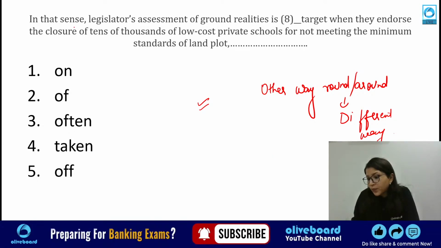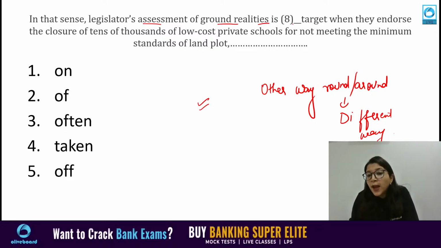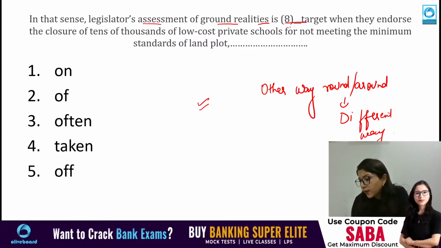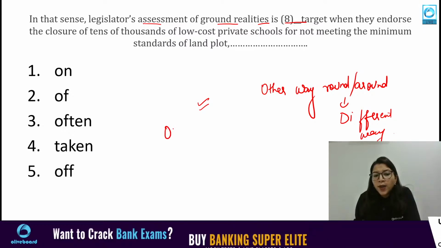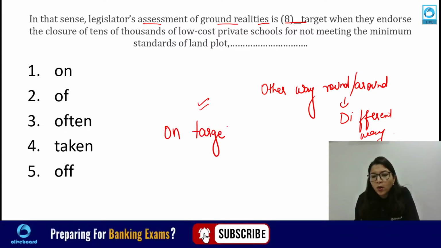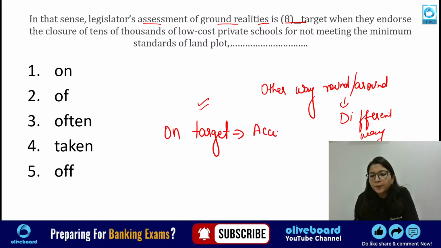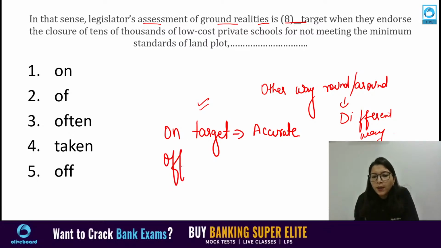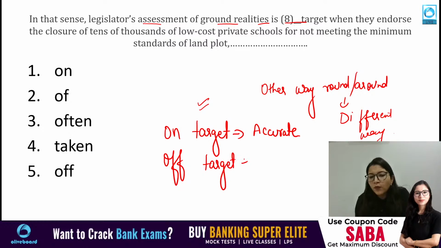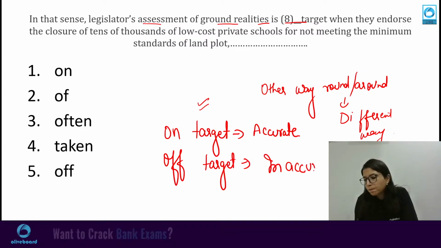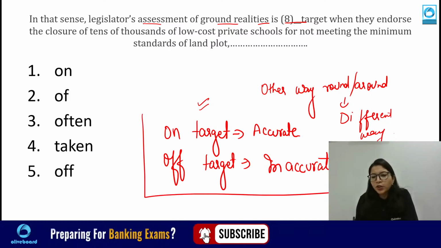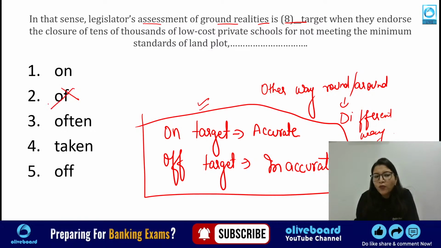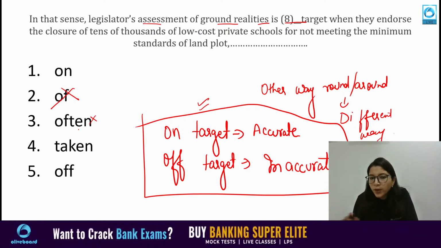See, in that sense, legislators' assessment of ground realities is dash target, is often target. Is it carrying any sense? See, on target is a phrasal verb, which means accurate. Off target is also a phrasal verb which means inaccurate. Now tell me which word shall we substitute? Off target is no phrasal verb. Single off is not a word. Often target is not giving any sense.